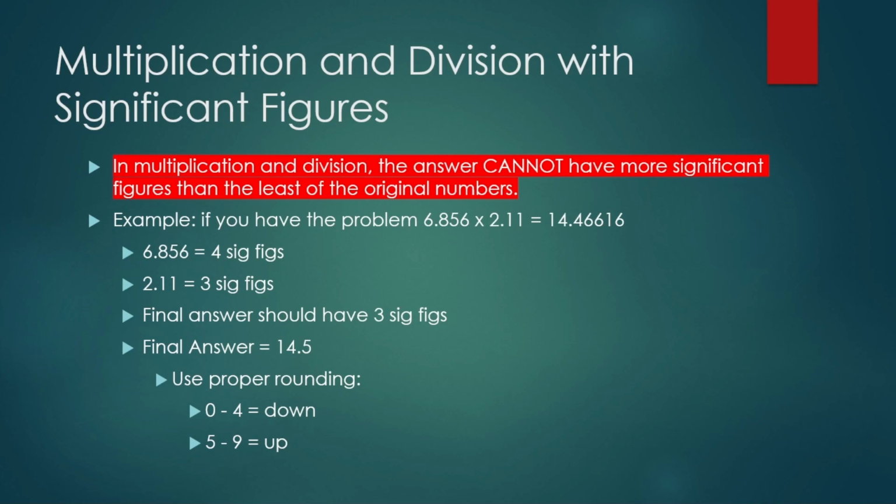Now this goes to show that you should also know proper rounding methods for chemistry. It also applies to addition and subtraction. 0 to 4, you round down. If it's 5 to 9, you round up to the next number.